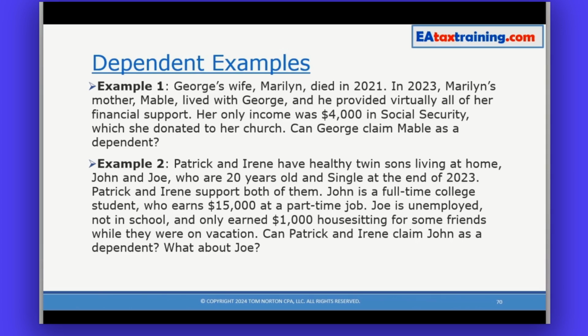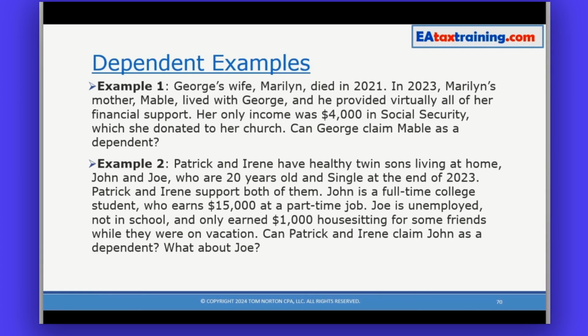So, is Mabel a qualifying child? No, she's not. Is she a qualifying relative? Well, she's a mother-in-law, or she was a mother-in-law. We know that the mother-in-law counts, but George's wife died 2 years ago. So is she still his mother-in-law? Well, we know the answer is yes. Death does not change the fact that she is George's mother-in-law.